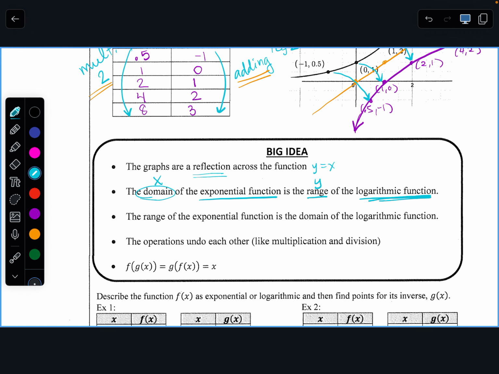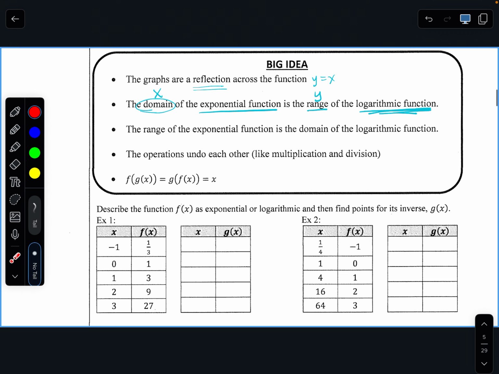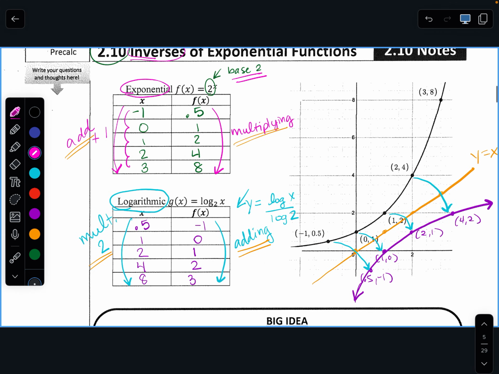So if I look at the domain of my exponential function, I look here and I see, oh yeah, they are the same as the range of my logarithmic function. The range, or y, of the exponential function is the domain, or x, of the logarithmic function. And we can see that here as well, that the range of my exponential is the same as the domain here.